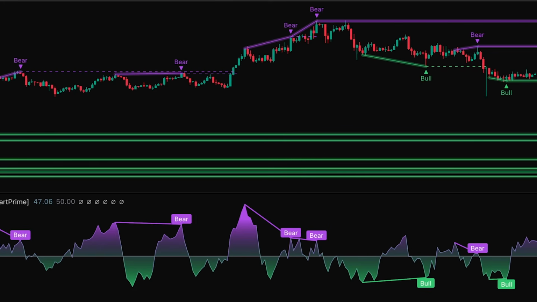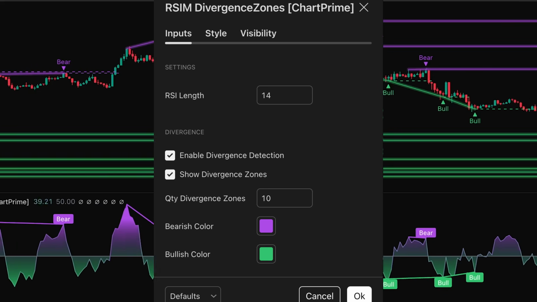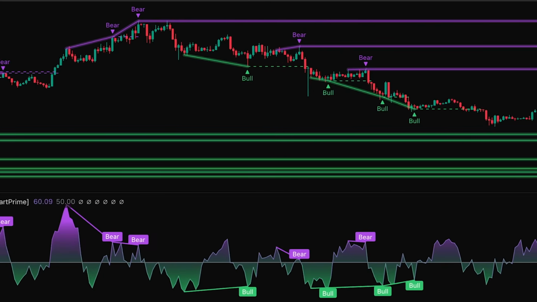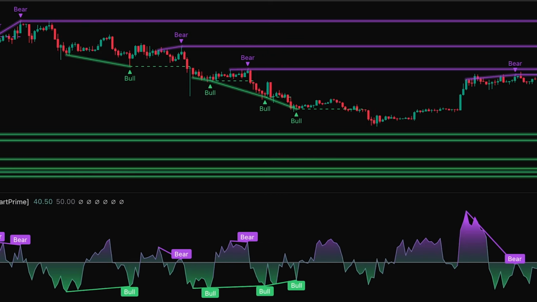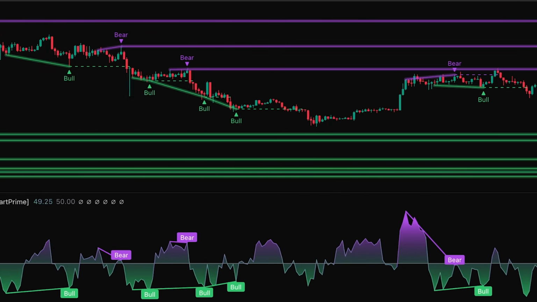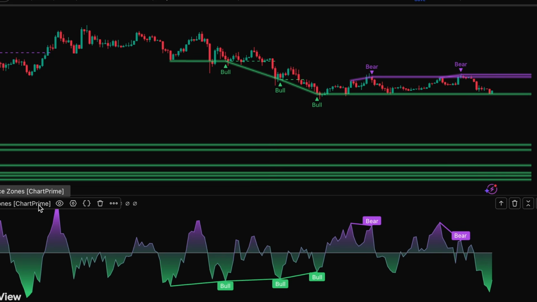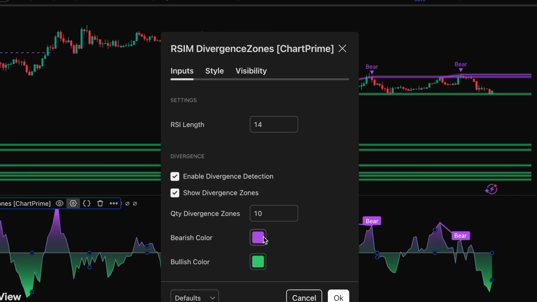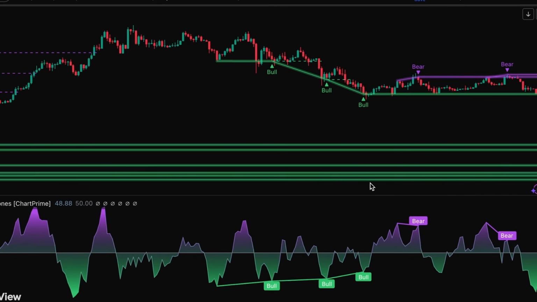Zone layering and limit control. Limits how many zones show at once, set to 5 to 10, so your chart stays clean. Layers recent zones on top. Older ones fade or get replaced to avoid clutter. Color customization and intensity. Change bullish and bearish colors, line thickness, and background transparency easily in settings. Adjust intensity so zones stand out perfectly on dark or light themes without overwhelming candles.